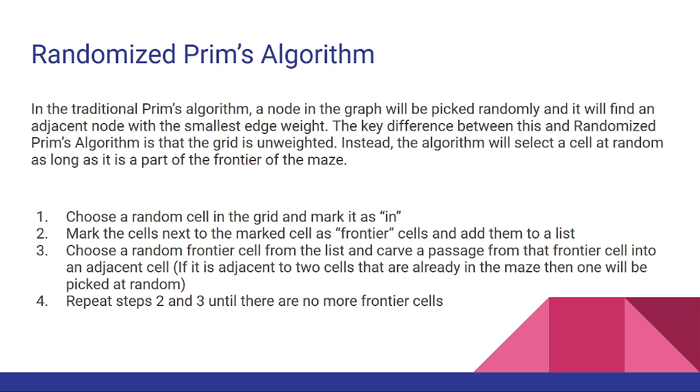We start with a grid that's empty, and we choose a random cell in the grid, and that will be marked as being inside the maze. The second step is to mark the cells next to that cell as frontier cells and add them to a list. Step 3 is to choose a random frontier cell from the list and carve a passage from that frontier cell into an adjacent cell. If it's adjacent to 2 cells that are already in the maze, then one will be picked at random. Then you repeat steps 2 and 3 until there are no more frontier cells in the maze. At that point, the maze has been finished.